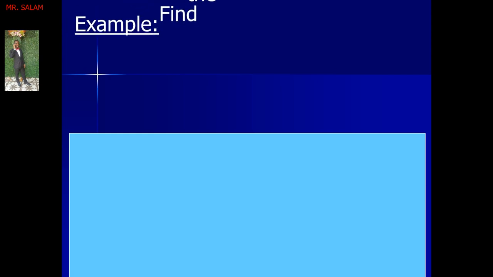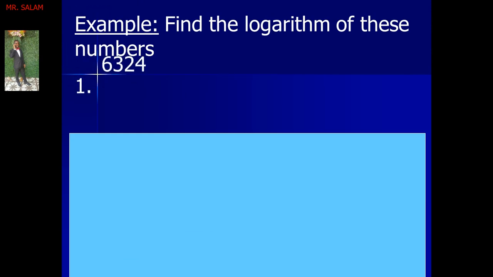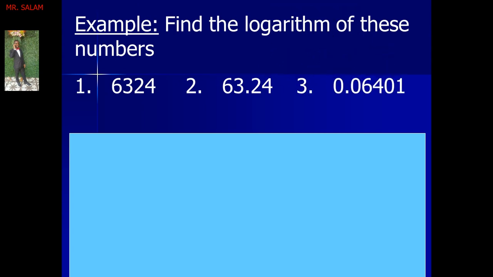So let's look at some examples here. Find the logarithm of these numbers. Number 1, 6,324. Number 2, 3.24. Number 3, 0.06401. Then number 4, we have 0.0084.